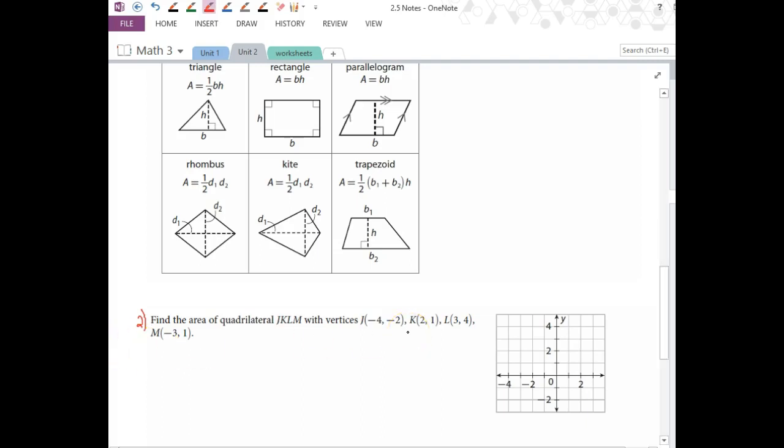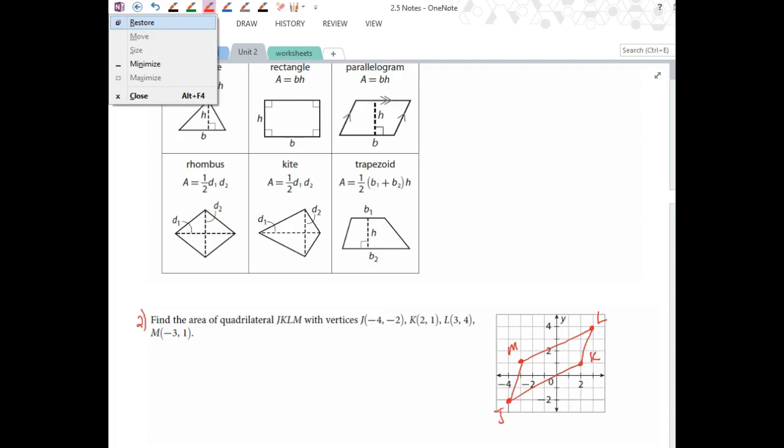So I'm going to start by plotting these points. For J, I have -4, -2, which is there. For K, I have 2, 1, which is there. For L, I would have 3, 4. And M is -3, 1. Okay, so at this point, I hope that you see the value in graphing. What does this look like to you?